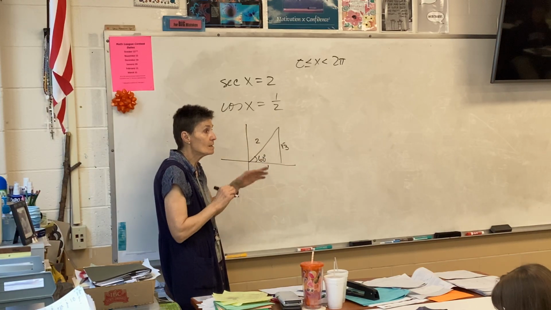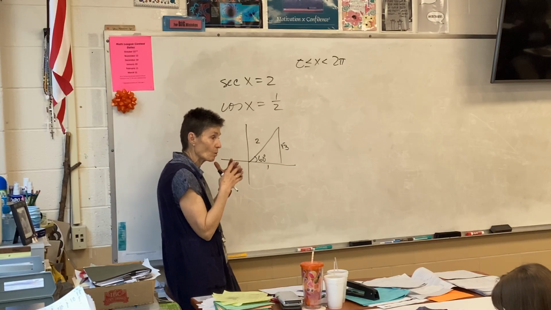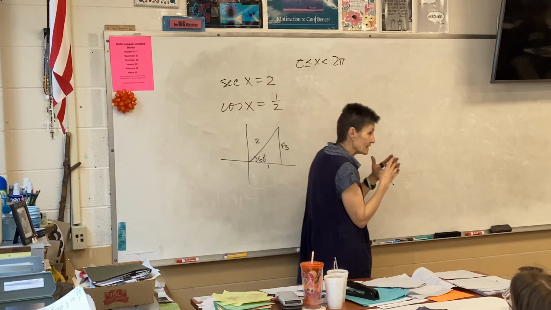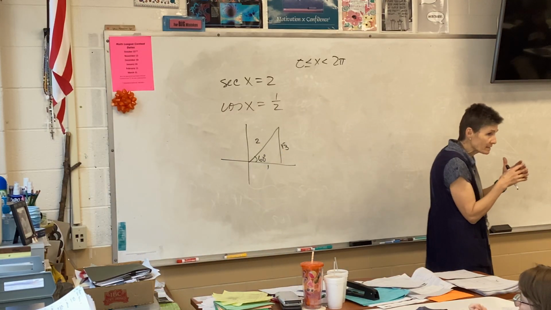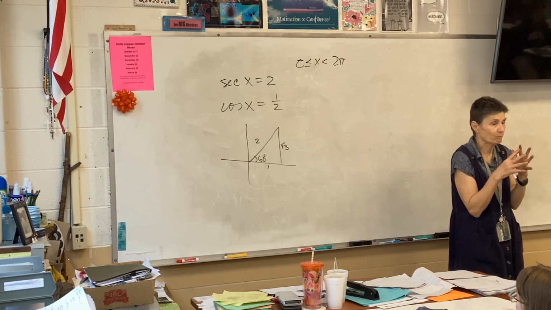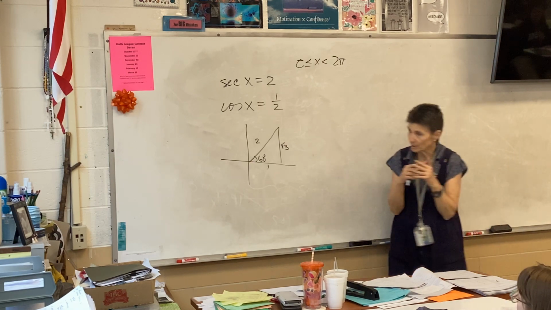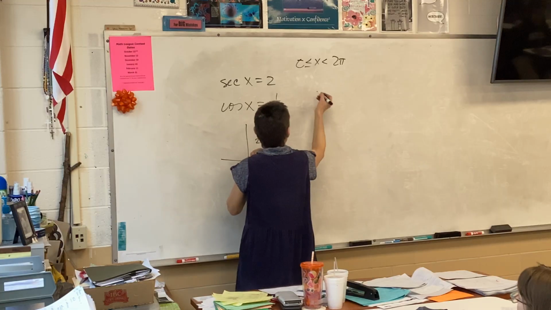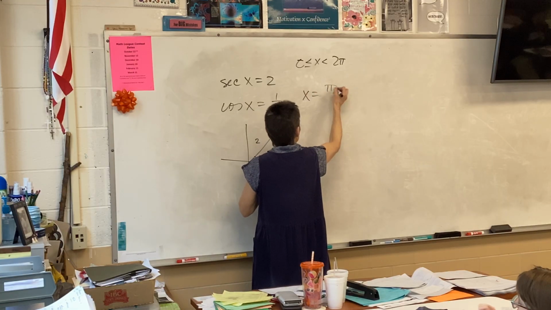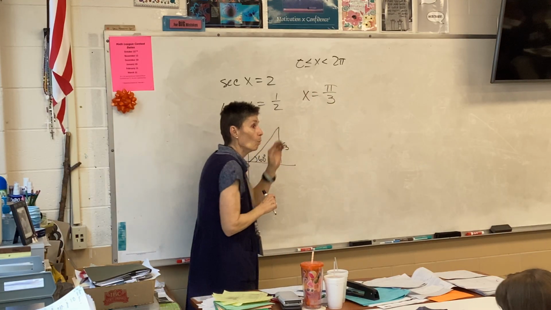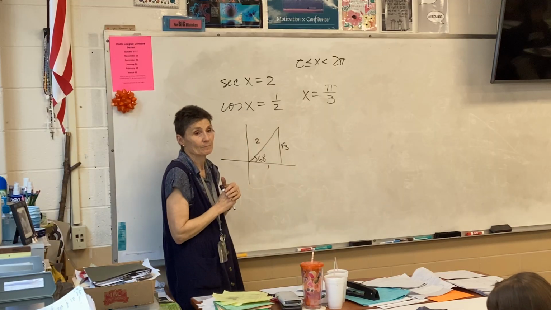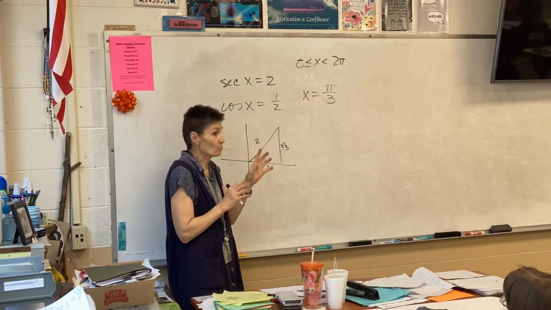Yep. But I can't answer in degrees, so I have to stop and think. 60 is what fraction of 180? It's a third. So that angle is pi over 3. 180 divided by 3. Now that seemed really easy.